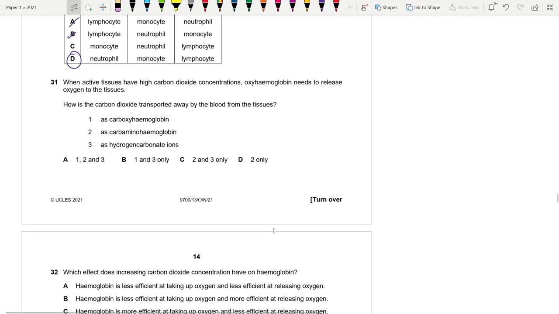When active tissues have high carbon dioxide concentrations, oxyhemoglobin needs to release oxygen to the tissues. How is the carbon dioxide transported away by the blood from the tissues? Maximum carbon dioxide is transported as bicarbonate ions. And then we have carbaminohemoglobin. Carboxyhemoglobin is carbon monoxide bound with hemoglobin, not carbon dioxide. A lot of candidates get tricked, but try to be the smart ones out there. It's carbaminohemoglobin and bicarbonate. Some of it is dissolved in blood as well, but very little. So 31 should be C.